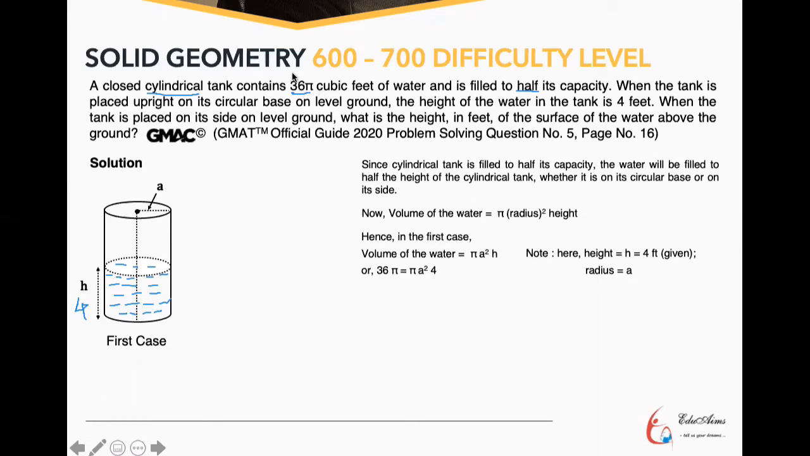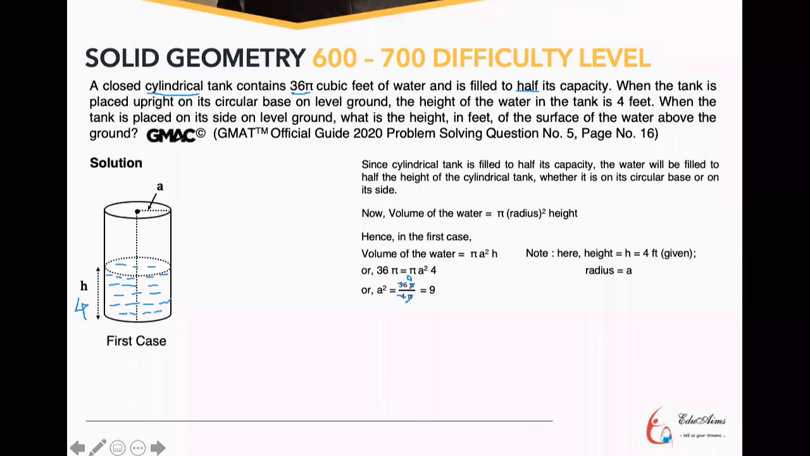It's already given in the problem that the volume of the water which is filled in the cylindrical tank is 36 pi. And we equate that with pi a squared 4, because the height of the water is 4 feet, right? So this gives us a squared is equal to 36 pi by 4 pi. So here pi and pi will cancel, and 4 goes into 36 9 times. So here we have a squared is equal to 9, or the radius squared is equal to 9.